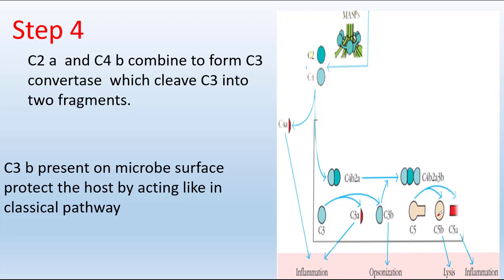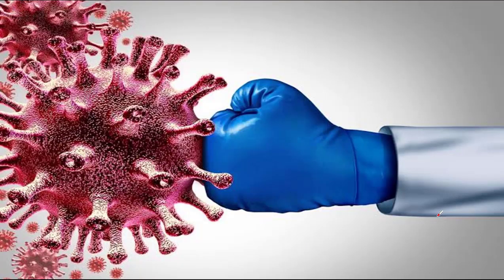Now we can say that the lectin pathway is just like the classical pathway, but it uses lectin receptors in place of antibodies to recognize the pathogen, and mannose binding lectin associated serine proteases instead of C1s and C1r serine proteases in the complement system. So this was about the lectin pathway of complement system activation.